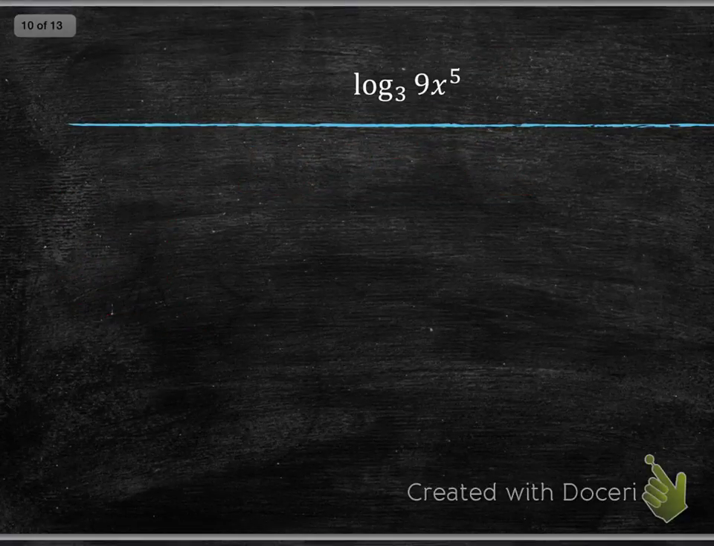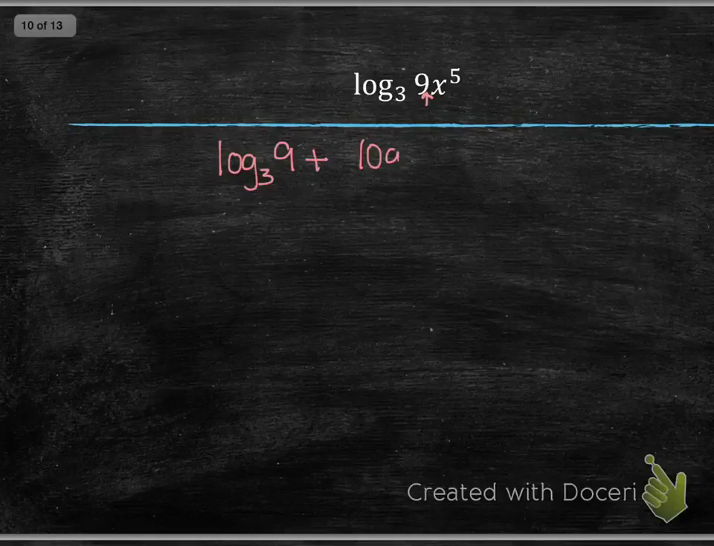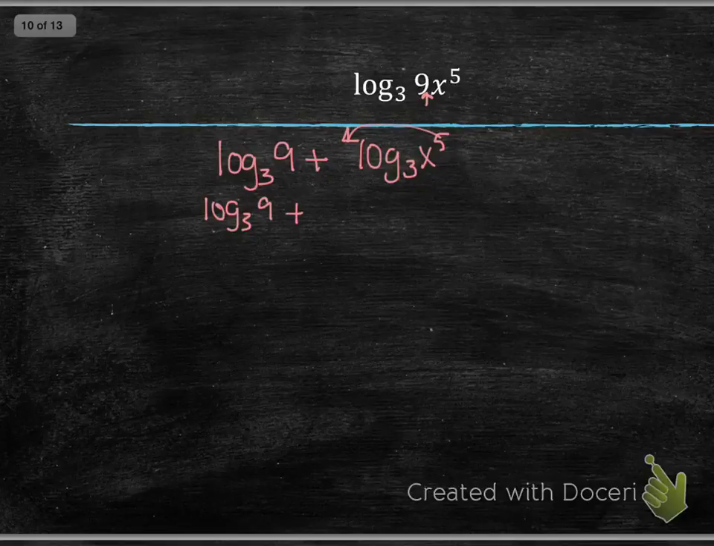Okay, my next one. It looks like we got some multiplication happening in here. Remember, the exponent is what we deal with last. So I got log base 3 of 9. Multiplication means addition. Log base 3 of x to the 5th. Now I can bring my 5 forward. So log base 3 of 9 plus 5 log base 3 of x.